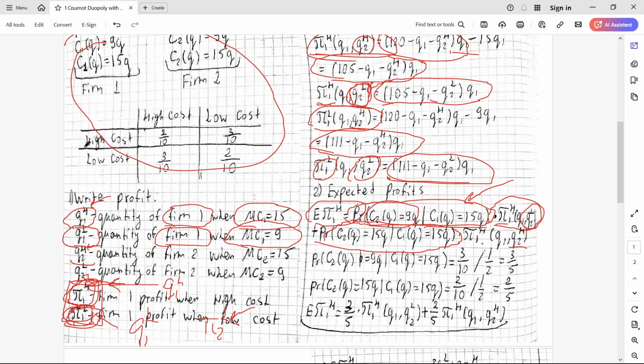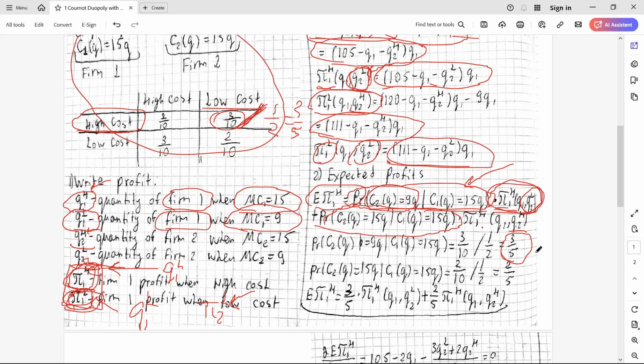this scenario, so high cost, low cost scenario probability divided by the firm 1 being high cost scenario. So this would be 3 over 10 divided by 5 over 10, which is just 3 over 5. And this is the probability or corresponding weight to this profit. And the other one is similar, so we just pick the high cost, high cost scenario and divide by the firm 1 being high cost, which is 2 over 5, or we could have just done 1 minus 3 over 5, because the sum of these two should be equal to 1.